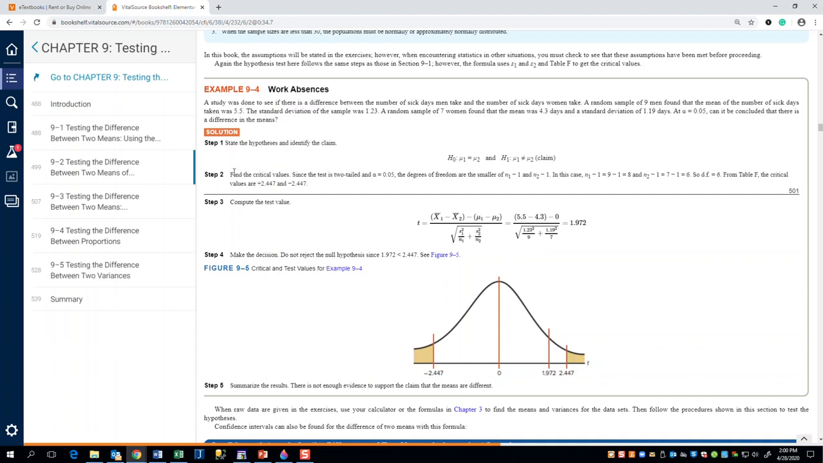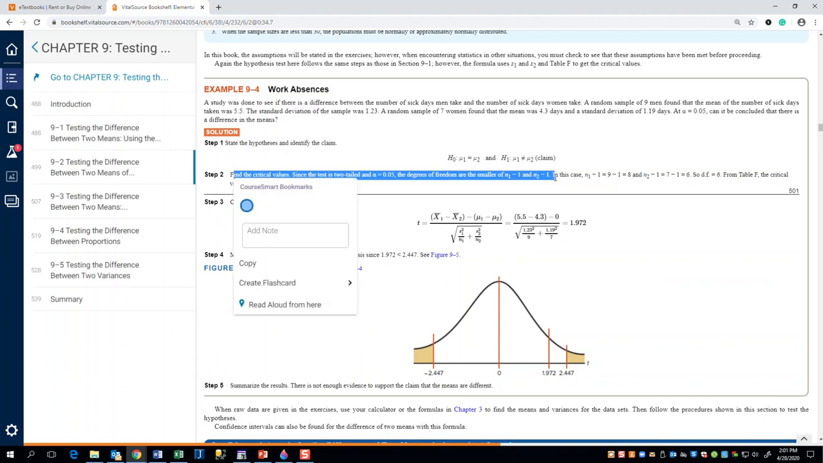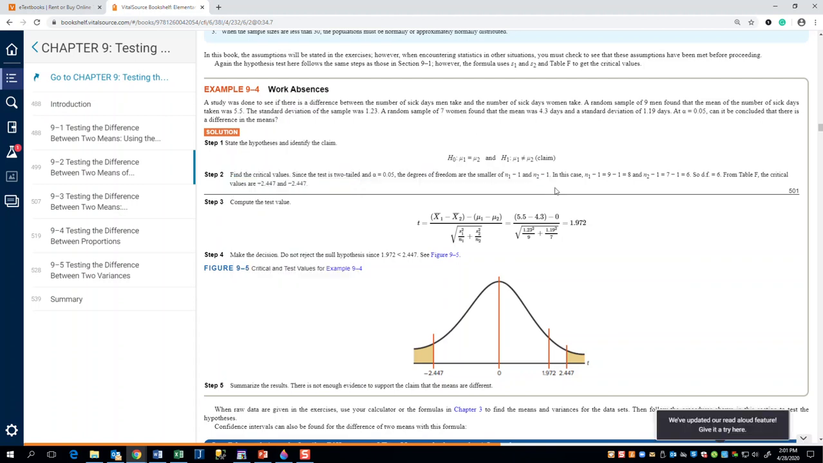Okay, here's what we're talking about. Find the critical values. Since the test is two-tailed and alpha is equal to 0.05, the degrees of freedom are the smaller of n1 minus 1, n2 minus 1. So you take your smaller sample size. So for like here, random sample of 9 men, so that's 9. Random sample of 7. So my smaller sample size is 7 women. So my degrees of freedom will be 7 minus 1 or 6. So I'm going to look up 6.